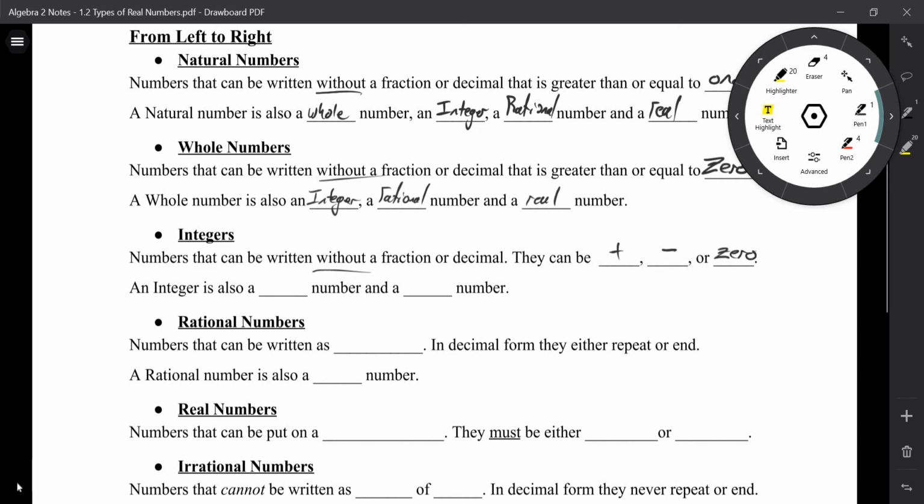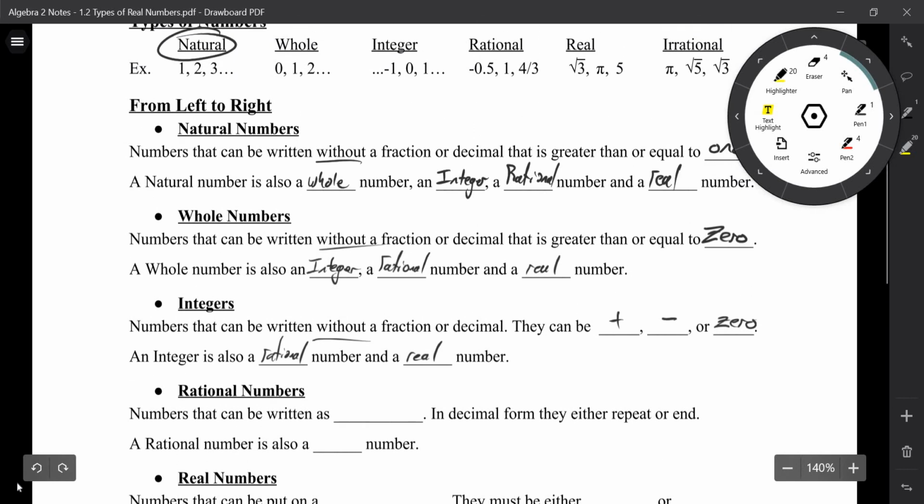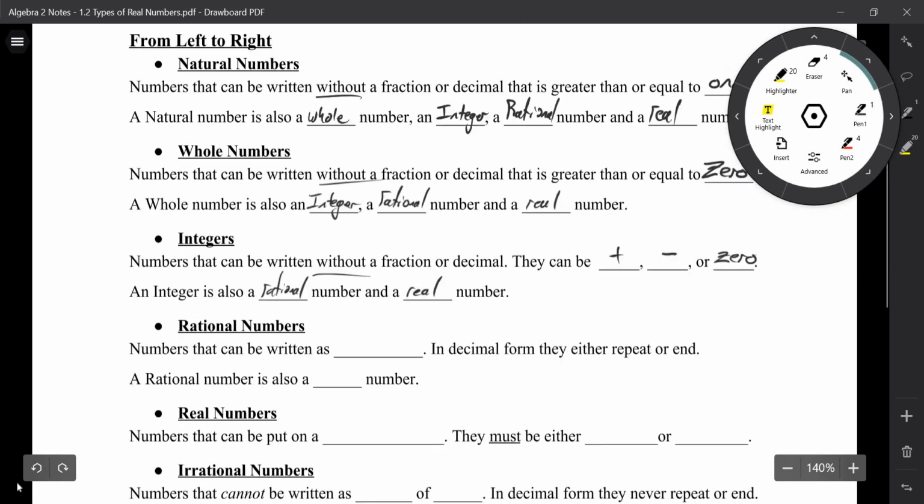So an integer is also a rational number, and it is a real number. There's a definite pattern there. I'm sure that most of you have noticed that we're following the same pattern.